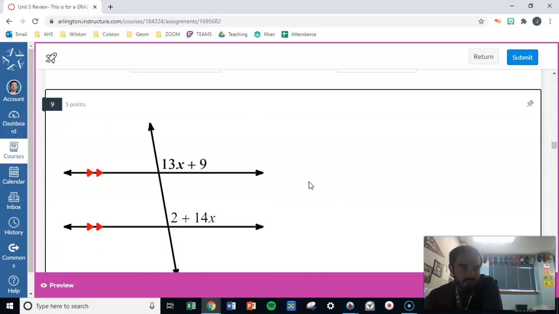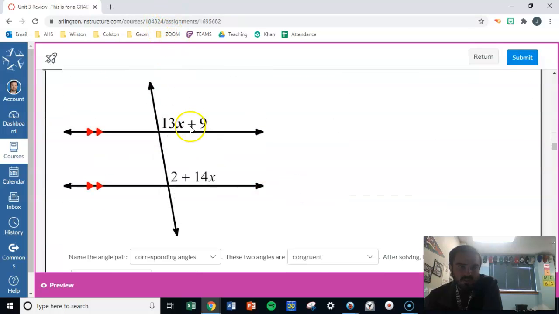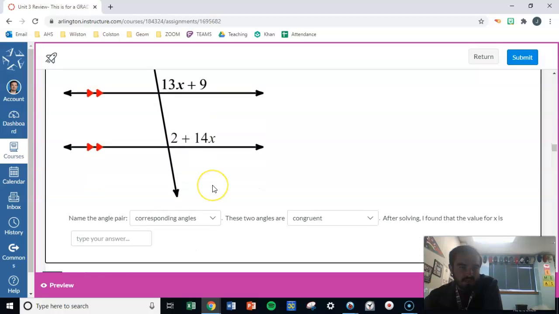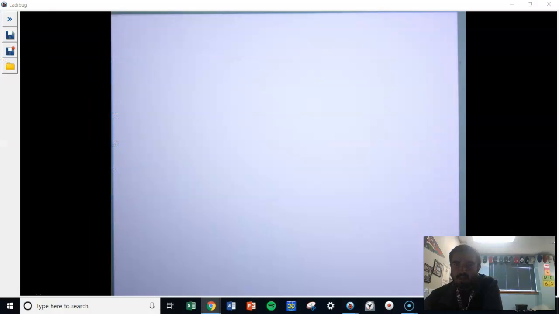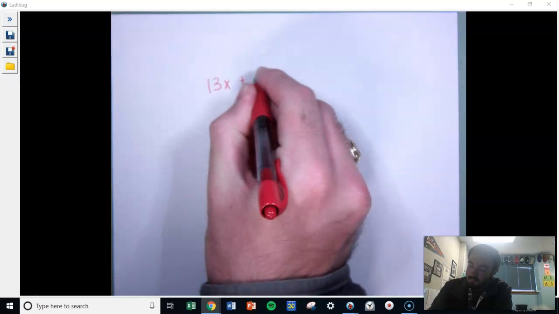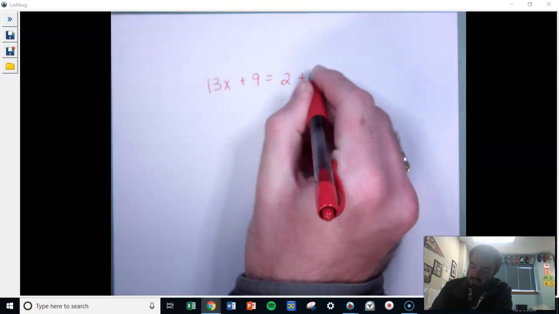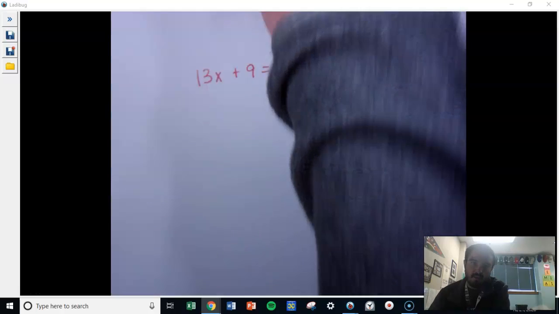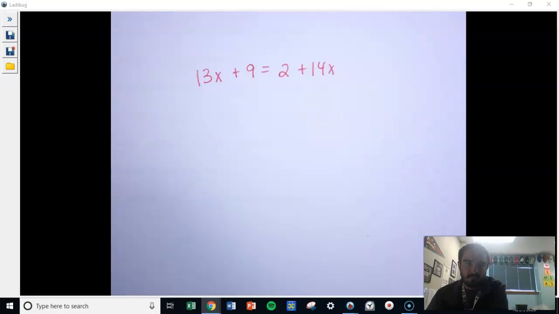So now here's where we got to do a little bit of math. Okay? So let's talk about what we would do here. 13x plus 9 would equal 2 plus 14x. So let's do that math. 13x plus 9 equals 2 plus 14x. Let me zoom in a little bit so it's less blurry.